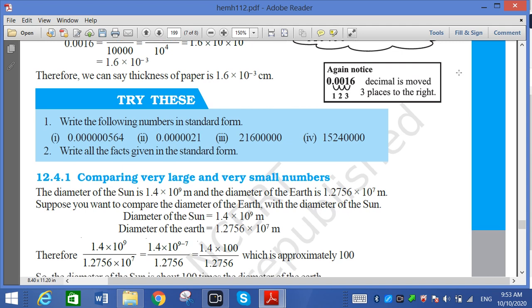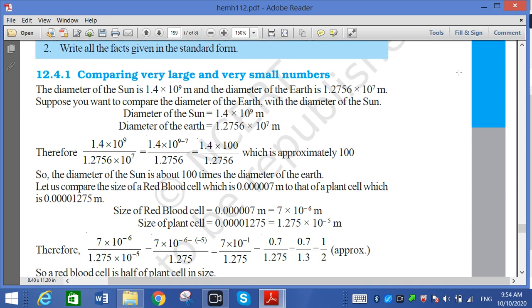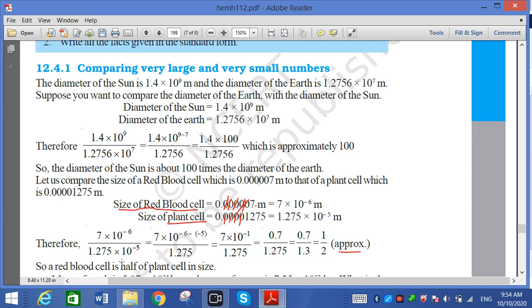So now we are also comparing very large and small quantities. We know that red blood cells, if you see your blood report, those types of descriptions are there. Again 1, 2, 3, 4, 5 and 6. So 7 multiplied 10 the power minus 6. Size of plant cell: 1, 2, 3, 4, 5. So 10 the power minus 5. Now if you want to compare, by comparing we get an approximate ratio. So it is double. So red cell is half of plant cell, or plant cell is double.